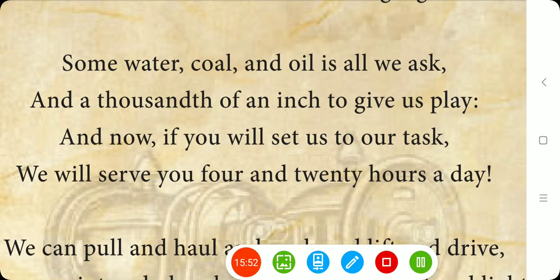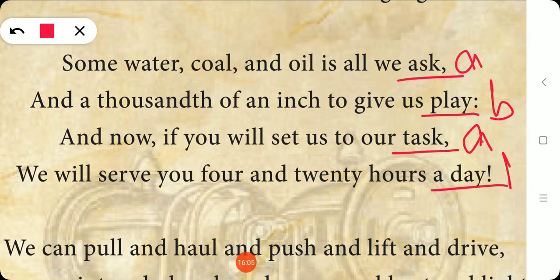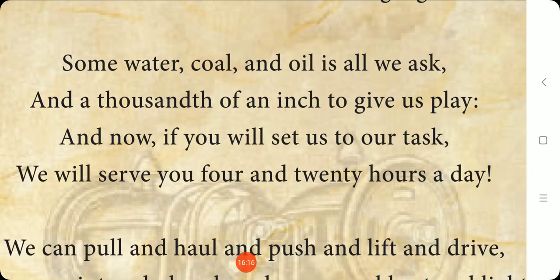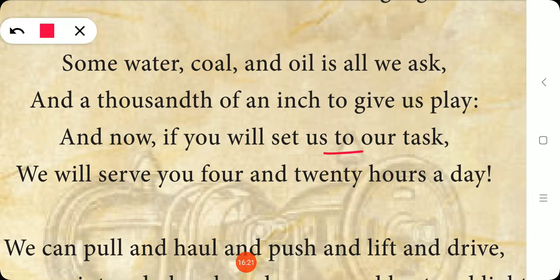Okay, and what are the rhyming words and the rhyme scheme of this stanza? Ask and task are rhyming words, play and day are rhyming words. So the rhyme scheme of this stanza is also A B A B, right? And are there any alliterated words? Yes, we can find alliterated words here. "To task". So the T sound is repeated here. So these two are alliterated words, right?